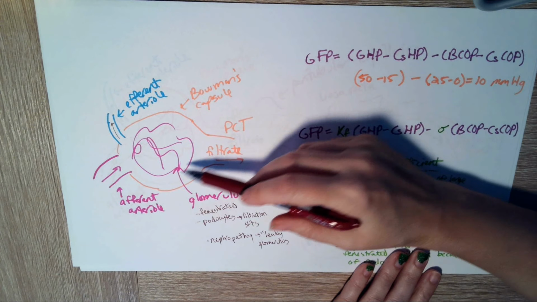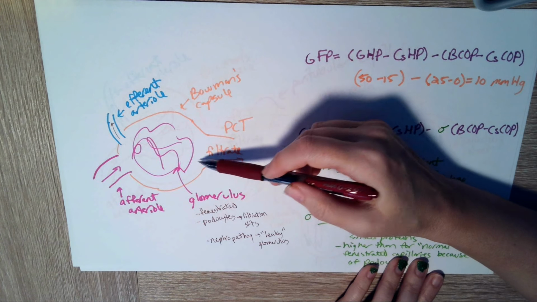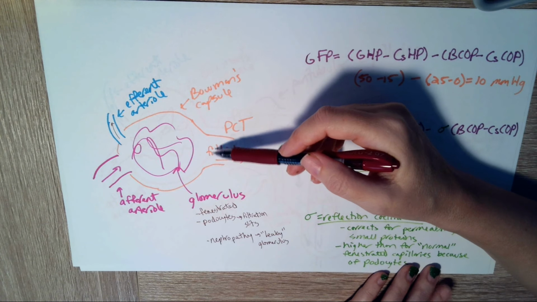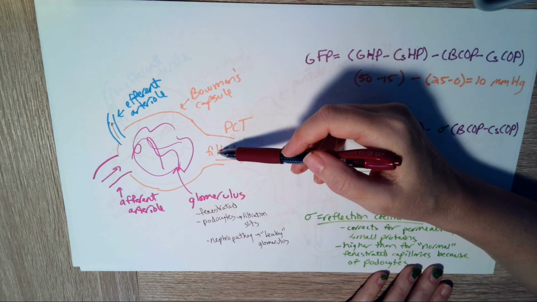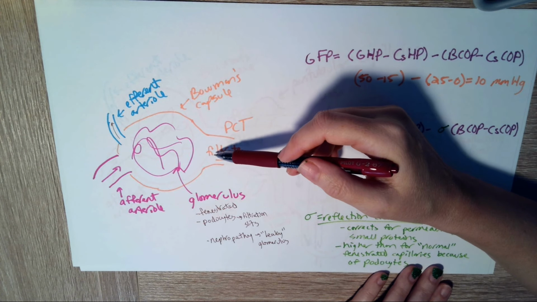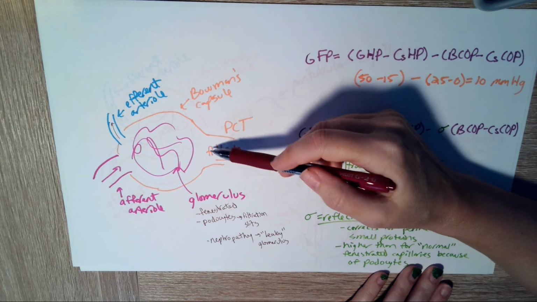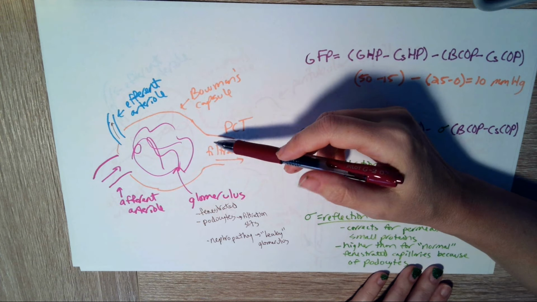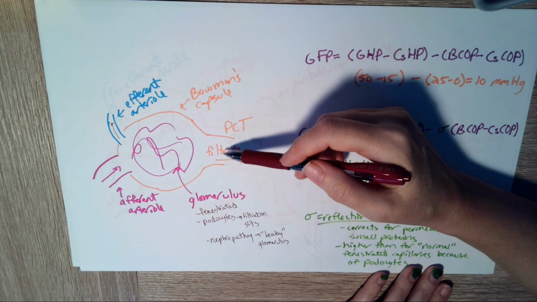Okay, so let's go back to normal function. So we've made our filtrate. We've filtered out water, ions like sodium, potassium, chlorine, bicarbonate. These are the ions that we're going to be super focusing on as we go through the renal system. All of those things will be in there. Some small nutrients like glucose, that will be in there as well.